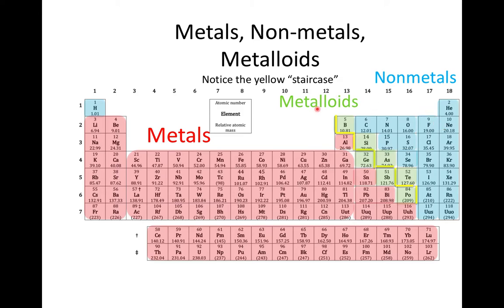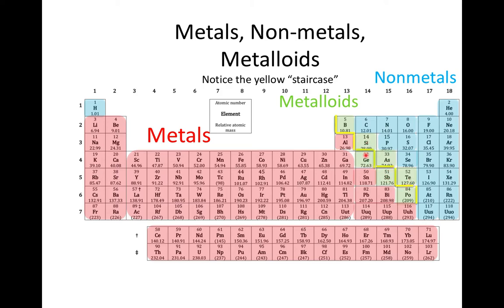The thing that separates them is the staircase. Right? The yellow staircase. You will see a yellow staircase in my room, but you can also draw a staircase on your periodic table if you have a printout. Highly recommend doing that, because not every periodic table you print out on the internet will show that staircase. So anything that touches the staircase is called a metalloid.